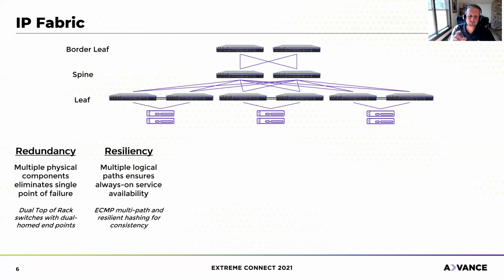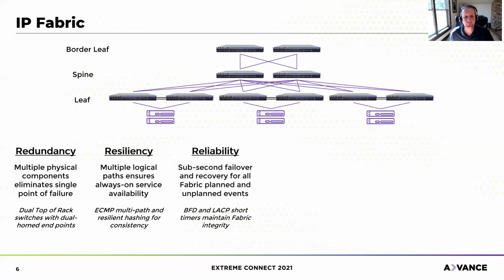Then we move into resiliency. Resiliency is the ability to have multiple logical paths throughout the entire infrastructure. I want to have redundant links, but I also want to take advantage of those redundant links with multiple paths through the infrastructure. Here is a very simple example: equal cost multipath and resilient hashing. ECMP makes sure I'm utilizing these links, and resilient hashing means that if there is a failure, I have consistency in my data flows.